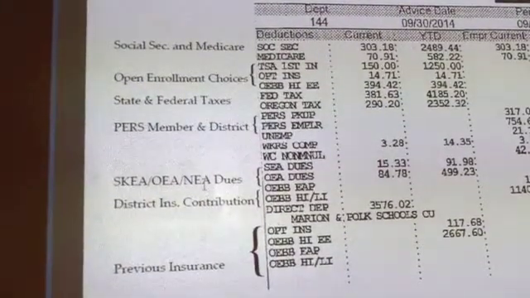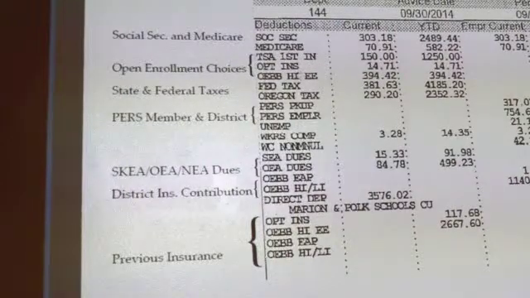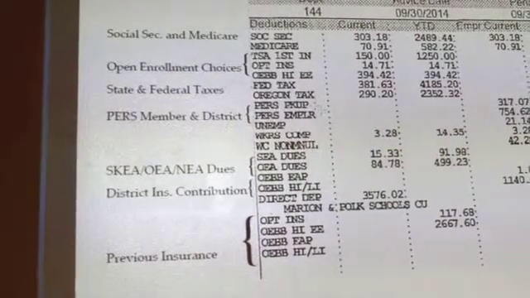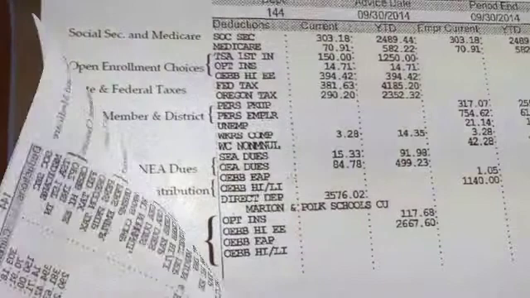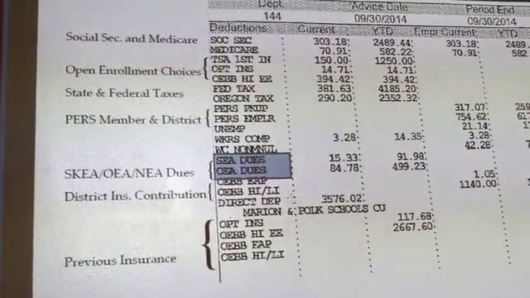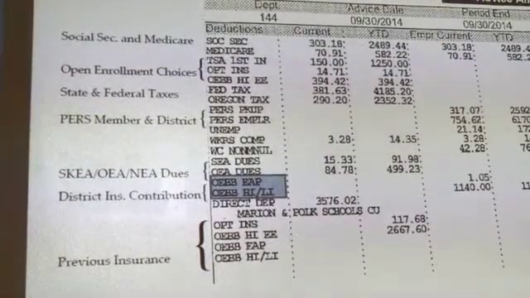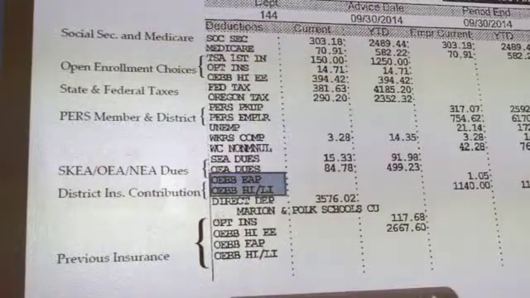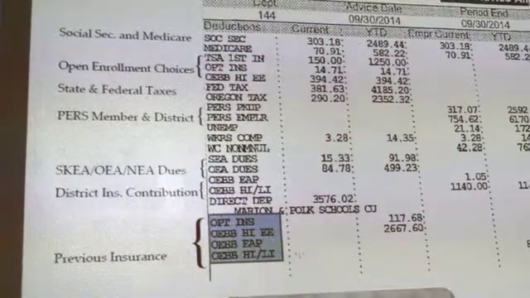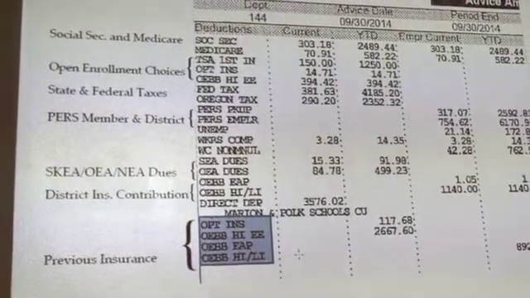Moving to the middle of the payroll advice slip, you'll notice Social Security and Medicare at the top of deductions. Then there will be some open enrollment choices that you selected for your insurance, followed by federal and state taxes, and your PERS member and district payments. Next we have your association dues. This is for your local, your state, and national dues, followed by a section on your insurance contributions from the district. Then if you have direct deposit, that'll be right below that. And then finally down at the bottom here, there are some additional insurances on this individual's pay stub. That's because it's still reflected in the year to date, but it's not currently active. So this is from the previous year's insurance selections.